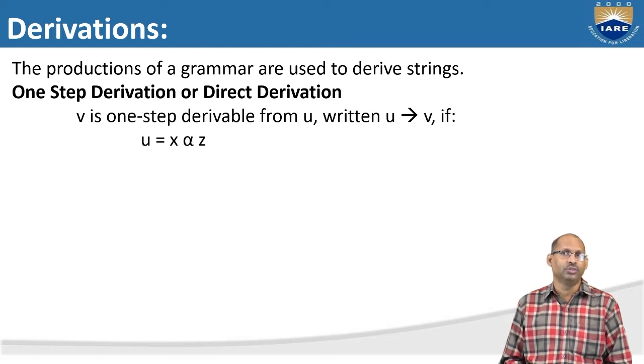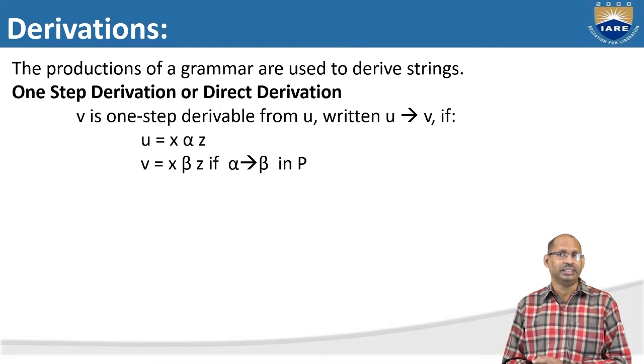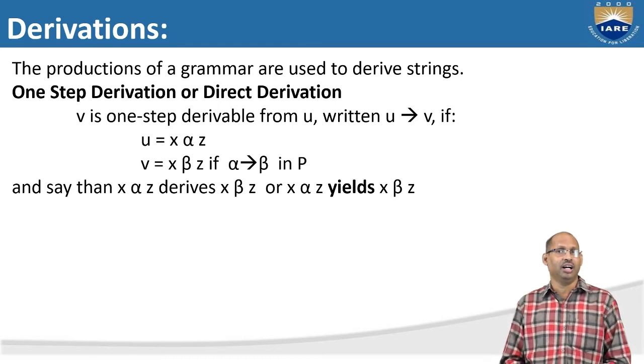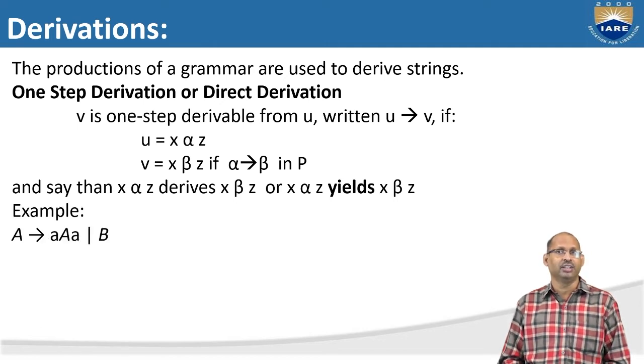So U equals X alpha Z, V equals X beta Z. If alpha gives beta is a production in P, then alpha is replaced by beta, and U implies V. So the sentence U is derived to sentence V by using the production alpha gives beta in the grammar, right? So we can say that X alpha Z derives X beta Z, or X alpha Z yields X beta Z.